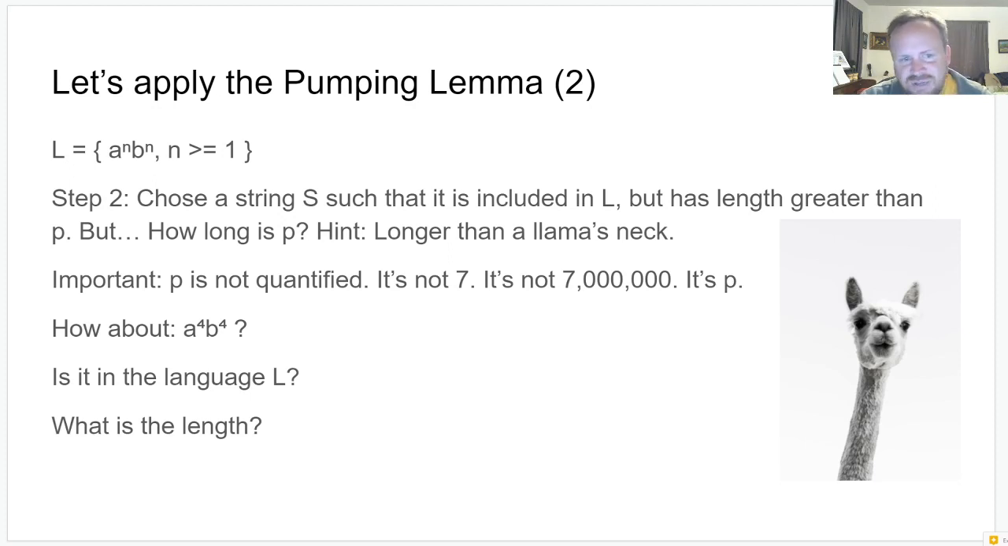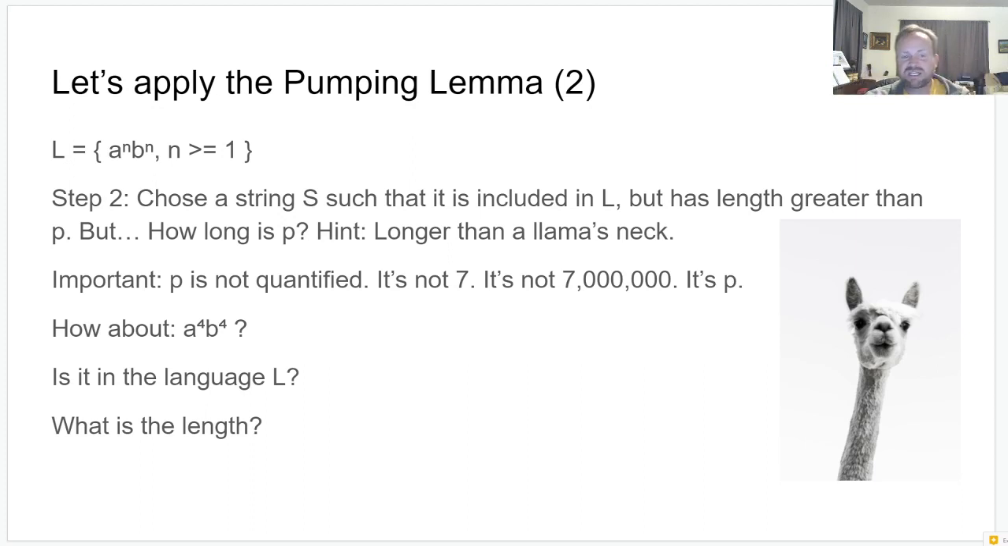But it has to have a length greater than P. But how long is P? All right, so this is so important. P will never have a number. It's not 4, it's not 5, it's not 7, it's not 7 million. It is an arbitrarily large number that's never going to be quantified. It will never be anything but P.